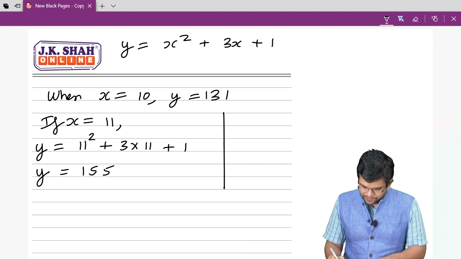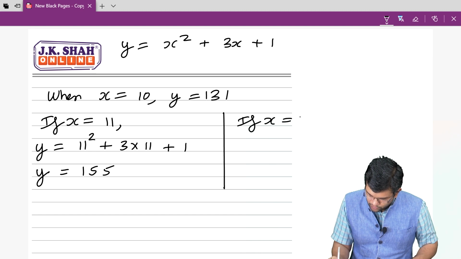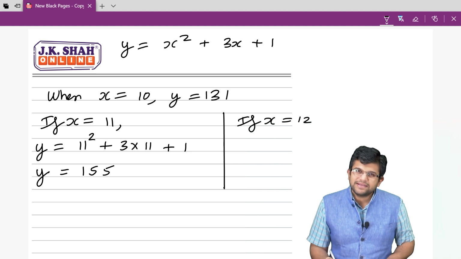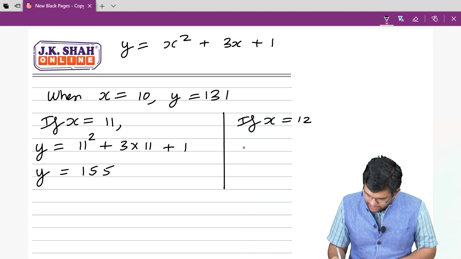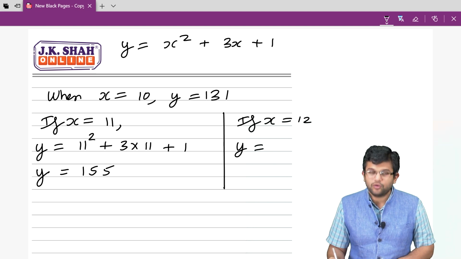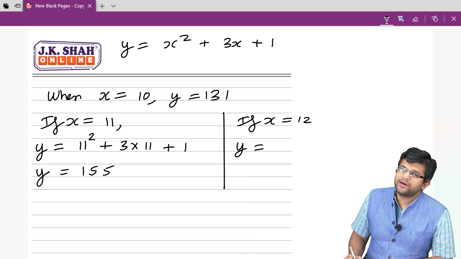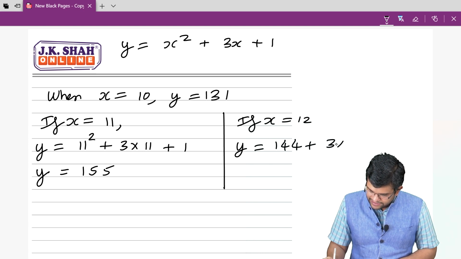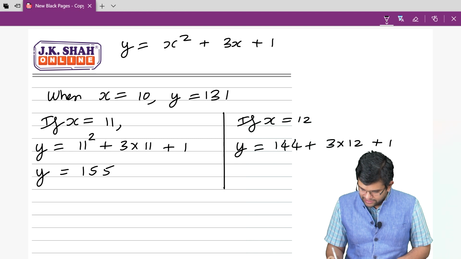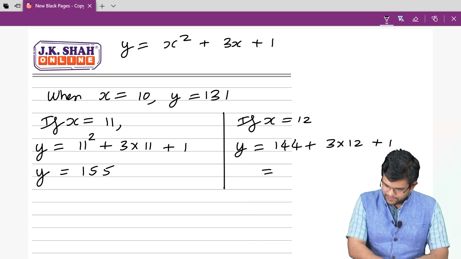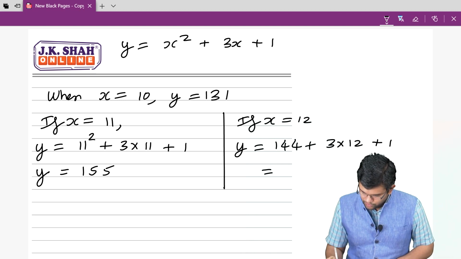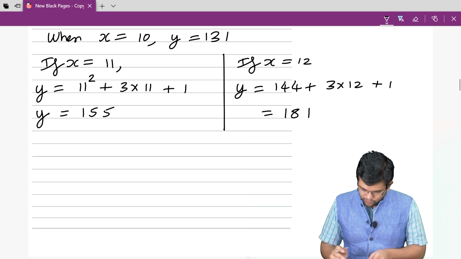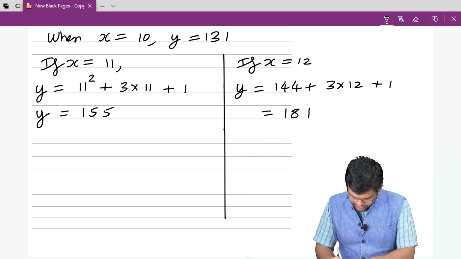All right. Now, if x is equal to 12, children, please pay attention. If x is equal to 12, can I say that y should be equal to x raised to 2? Children, tell me, x raised to 2. 12 raised to 2 is 144 plus 3 into 12 plus 1. Everybody agreeing with me? So this will be 144 plus 36 plus 1. That will come to 181. Correct? That will come to 181. Then children, moving ahead, I'll just make the bifurcations here.